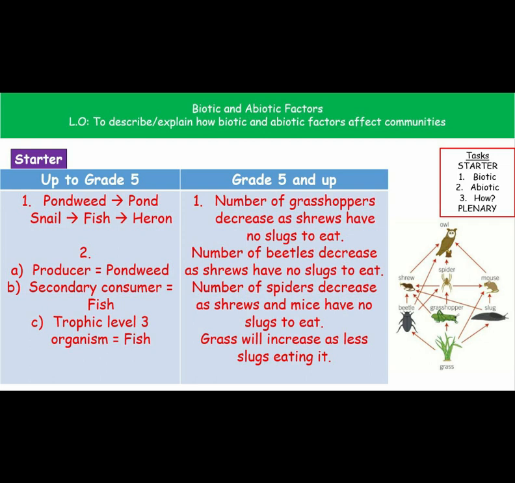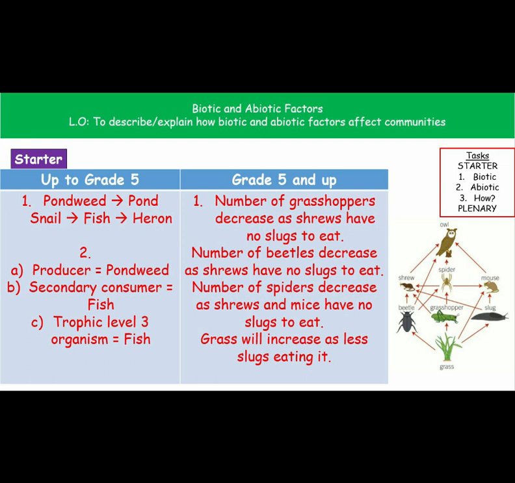So for the up to grade 5, first of all, we should have got pondweed with an arrow pointing towards the pond snail, pointing towards the fish, towards the heron. So you get 1 mark if you've got the sequence of the actual organisms, and a 2nd mark if you got the arrows pointing in the right direction.